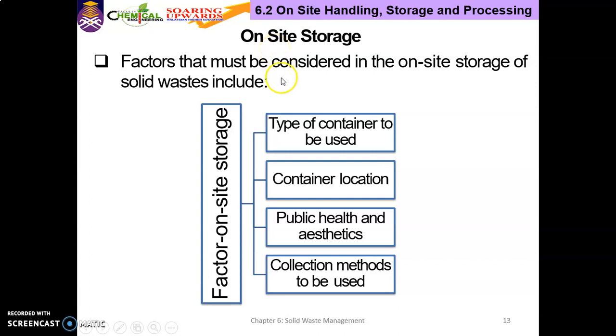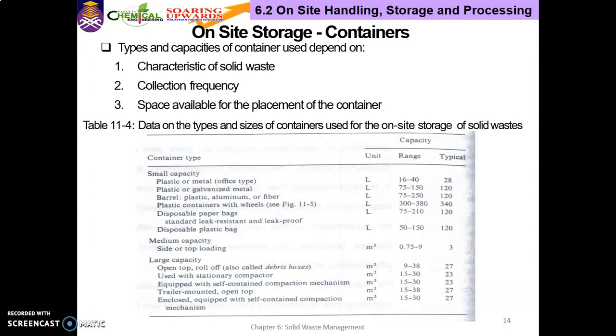On-site storage means how you choose the storage bin. Okay, so the factors that must be considered for on-site storage of solid waste include the type of container to be used, the container location, where to locate the container, public health and aesthetics, and also collection method to be used. So now look at the first one, the container.